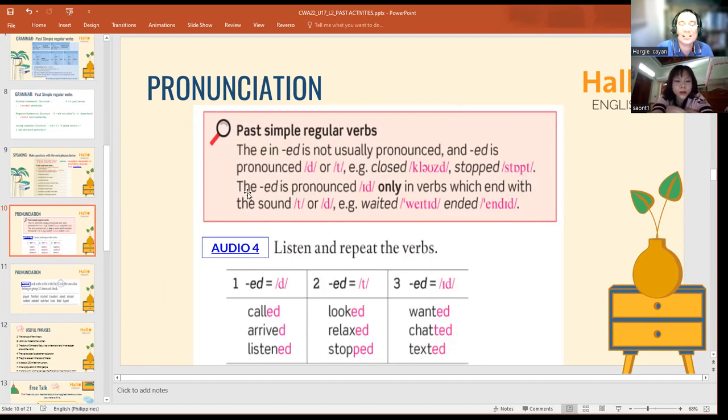The -ed is pronounced id only in verbs which end with the sound T or D. For example, waited, and ended. So wait, waited, and end, ended.